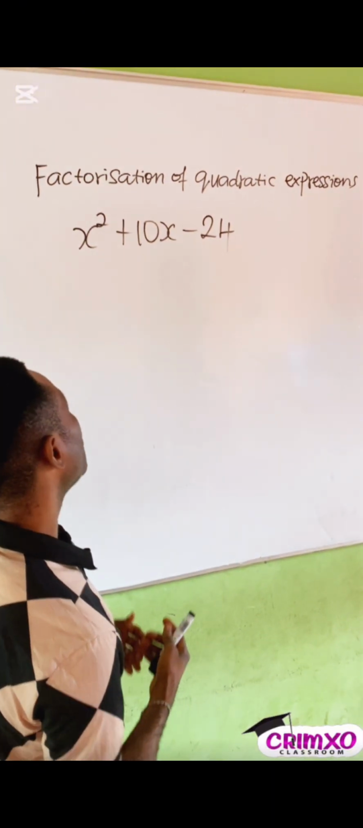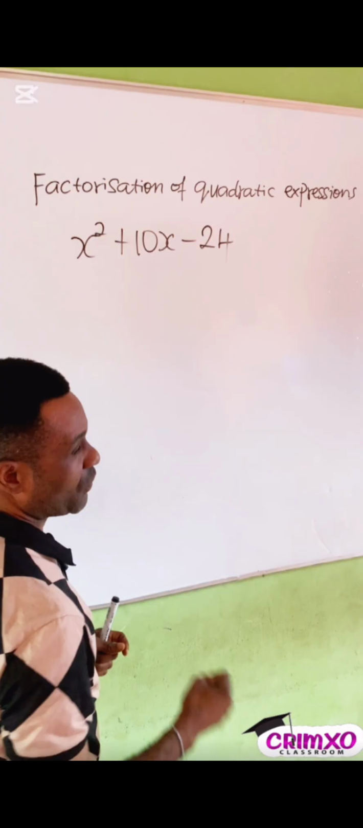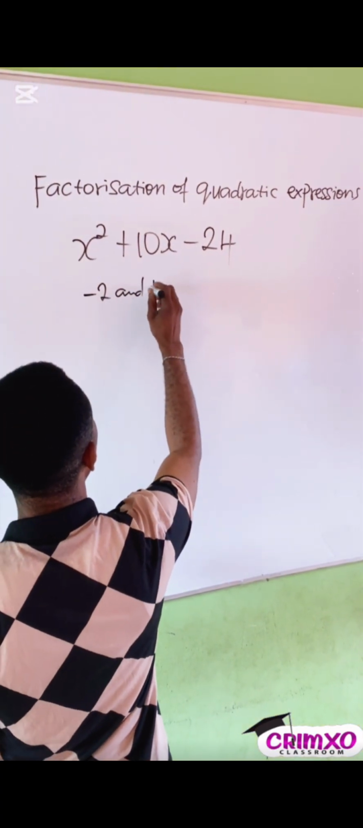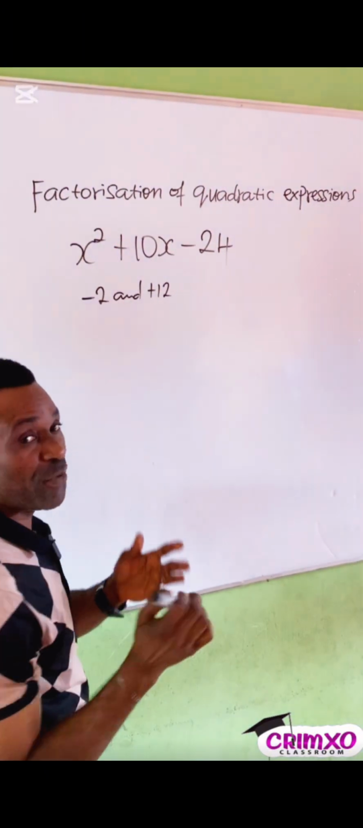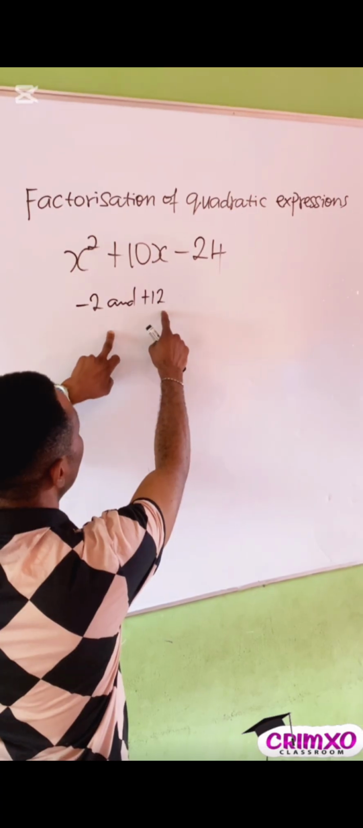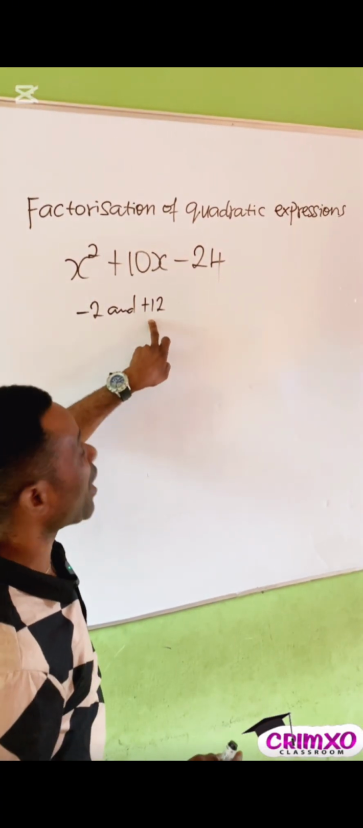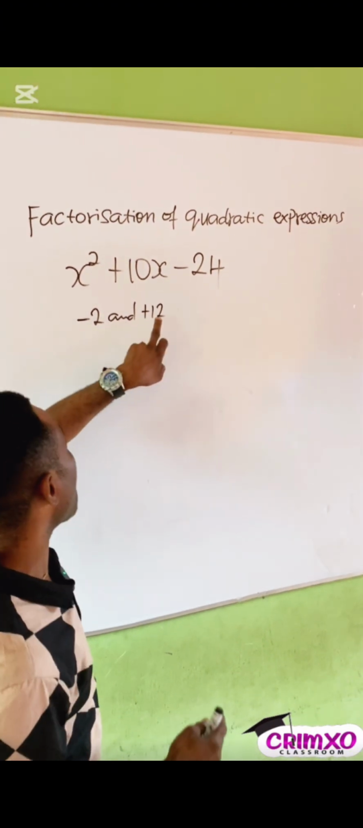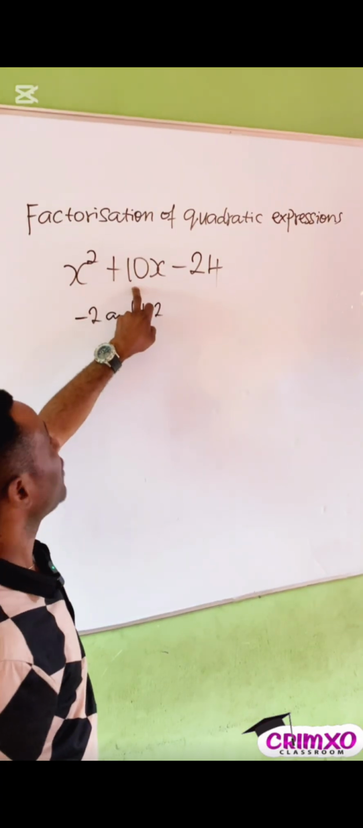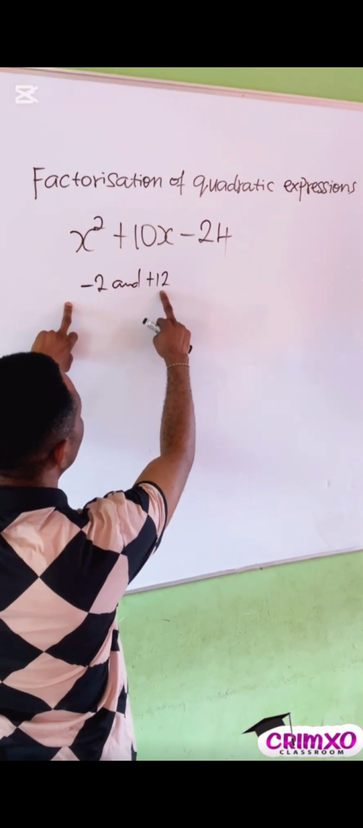So the only two numbers that can do that are minus 2 and plus 12. Because minus 2 plus 12 will give us plus 10. That is, you are owing 2, but you have 12. If you remove these 2 you are owing, out of the 12 you have and pay, you are left with 10. Then the next thing is minus 2 times plus 12.